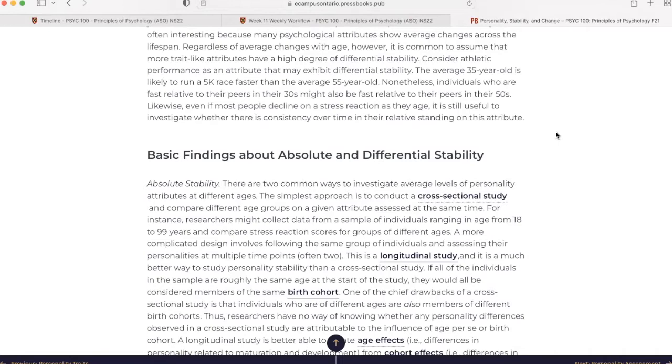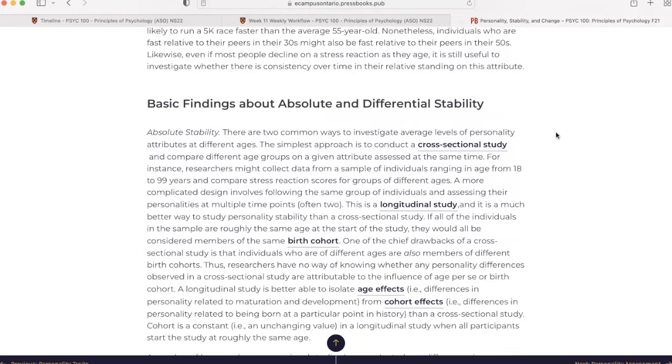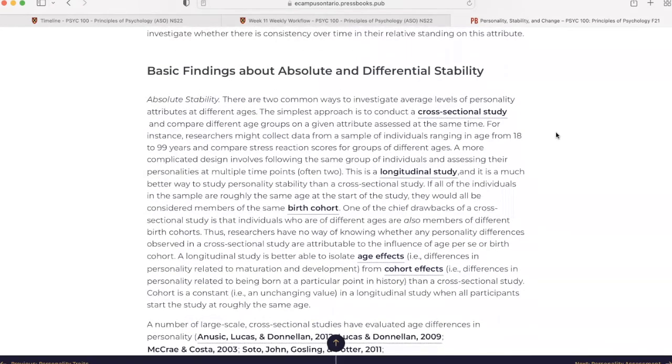Basic findings about absolute and differential stability. Absolute stability: there are two common ways to investigate average levels of personality attributes at different ages. The simplest approach is to conduct a cross-sectional study and compare different age groups on a given attribute assessed at the same time. For instance, researchers might collect data from a sample of individuals ranging in age from 18 to 99 years and compare stress reaction scores for groups of different ages.